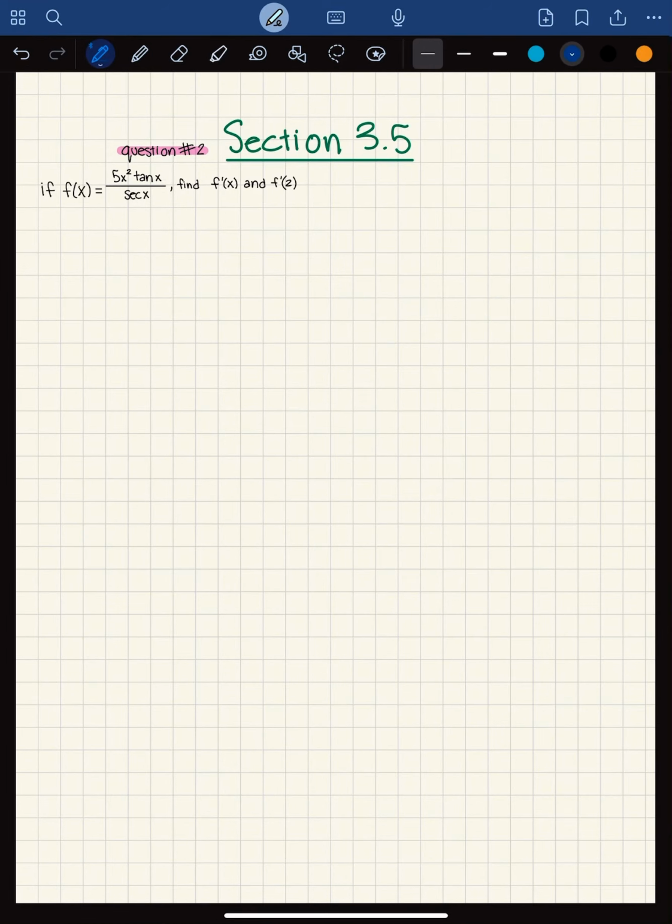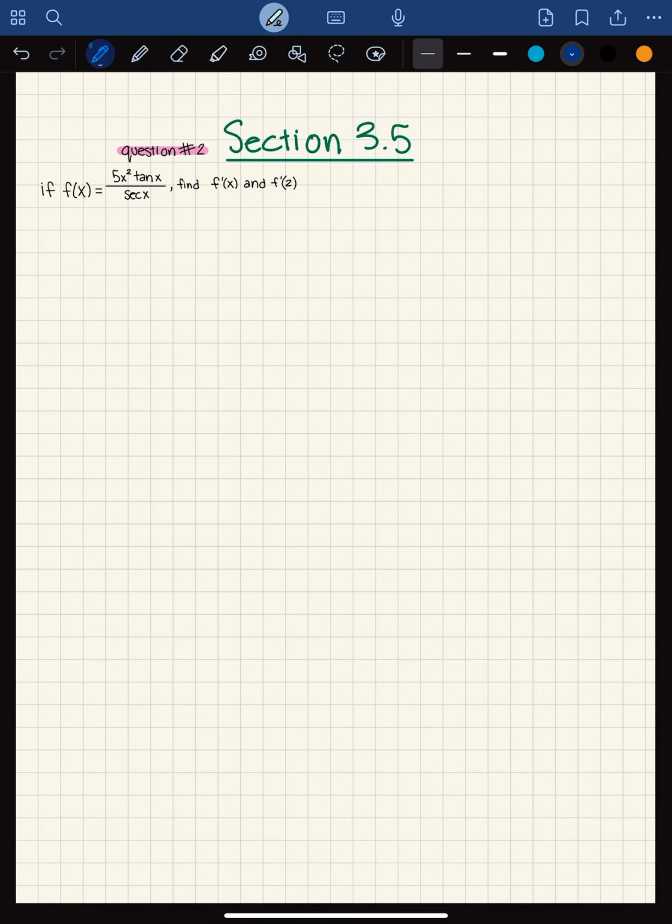So for this example from section 3.5's question number 2, if f of x equals 5x squared tangent x over secant x, find f prime x and f prime of 2. So the first thing we're going to do is rewrite the trig identities.